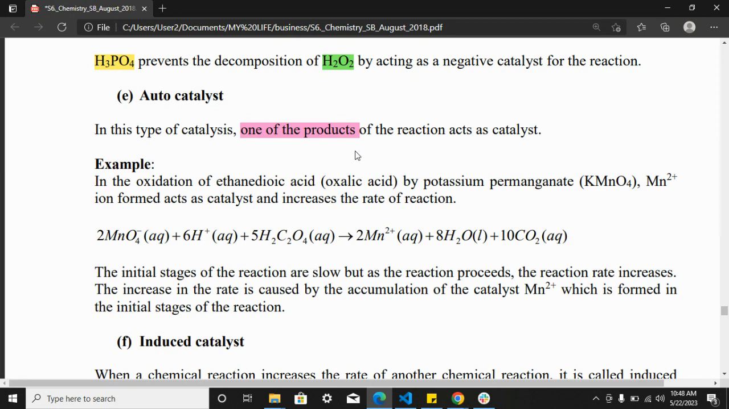The example they give for autocatalyst: in this type of catalysis, one of the products of the reaction acts as catalyst. One of the products in the reaction serves as a catalyst. For example, in the oxidation of ethanedioic acid, or oxalic acid, by potassium permanganate, the manganese 2+ ion that is formed acts as a catalyst, thereby increasing the rate of reaction. It acts as a catalyst, and so the rate of reaction increases.